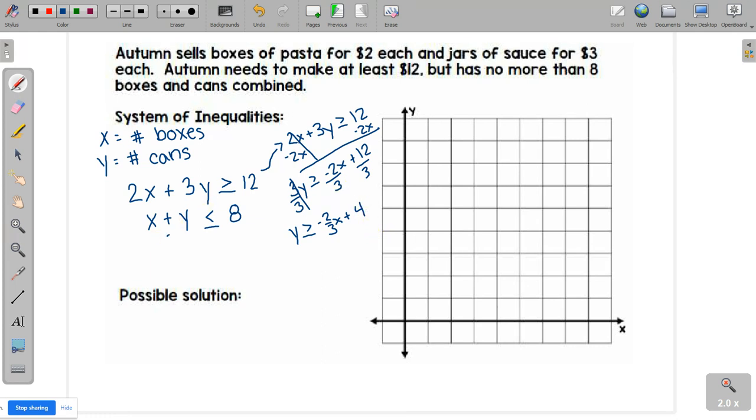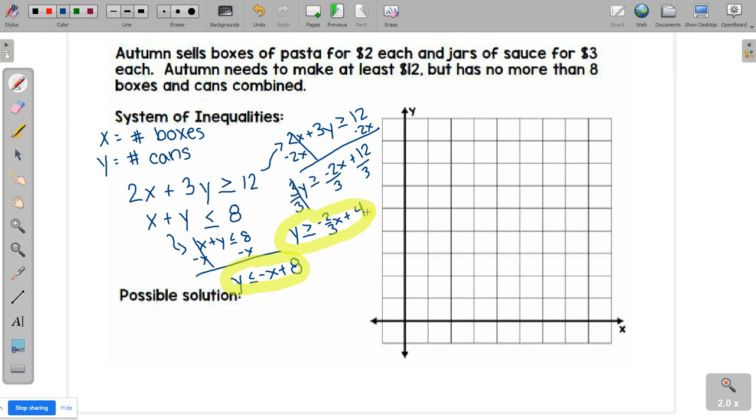Now, for the bottom equation, we have x plus y is less than or equal to 8. We need y by itself, so we're going to subtract x from both sides. So we get y is less than or equal to negative x plus 8. So these are our two equations we are going to graph.